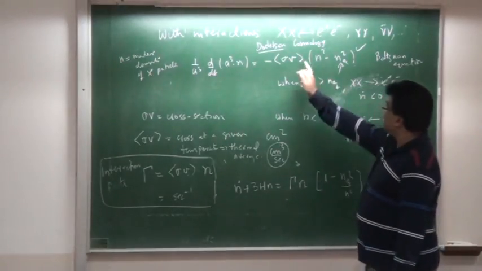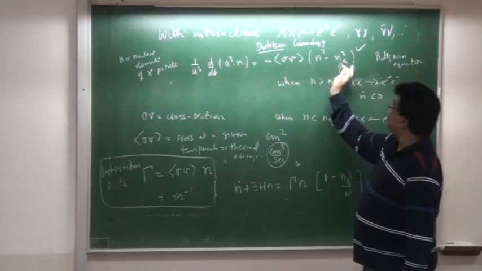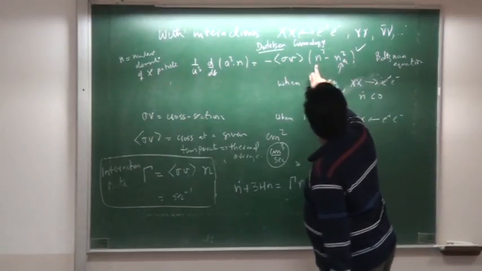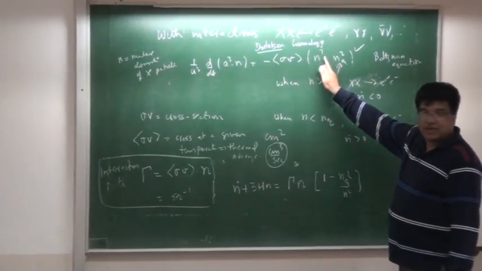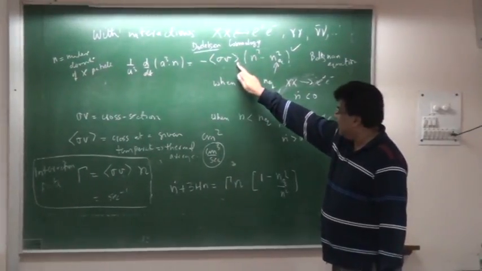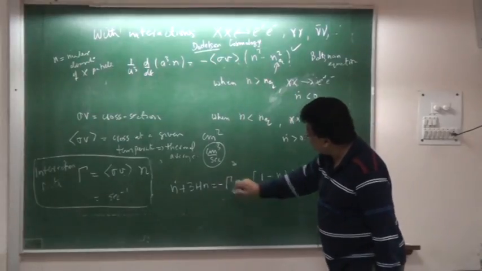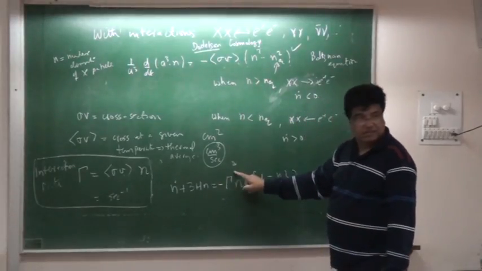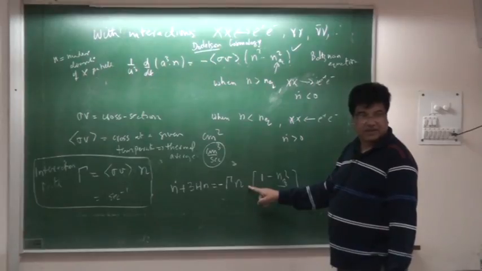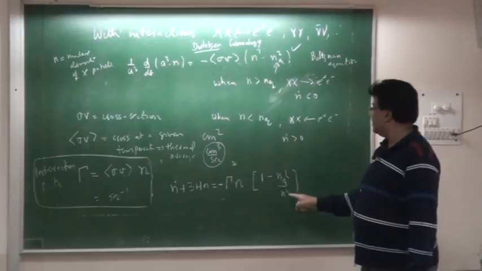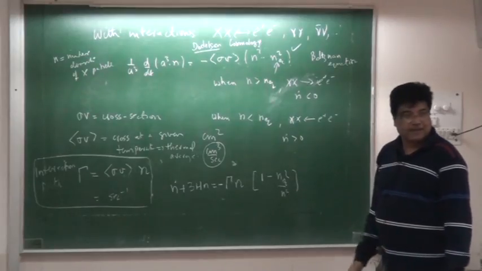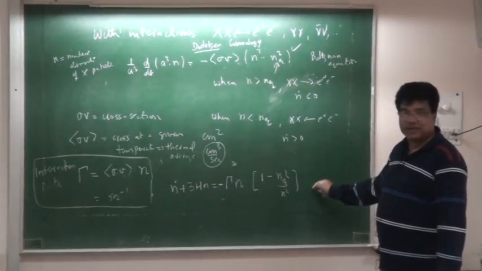So what have I done here? Coming from here to here, I have taken out the n square. Combine one n with the sigma v and write gamma. Keep the other n as it is, and so this n square, when I take it out, goes in the denominator.